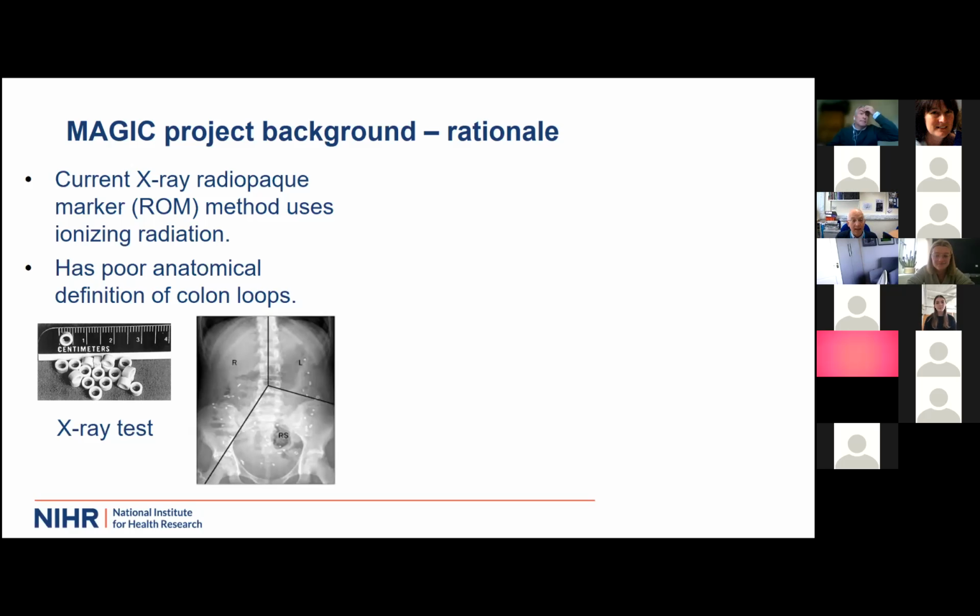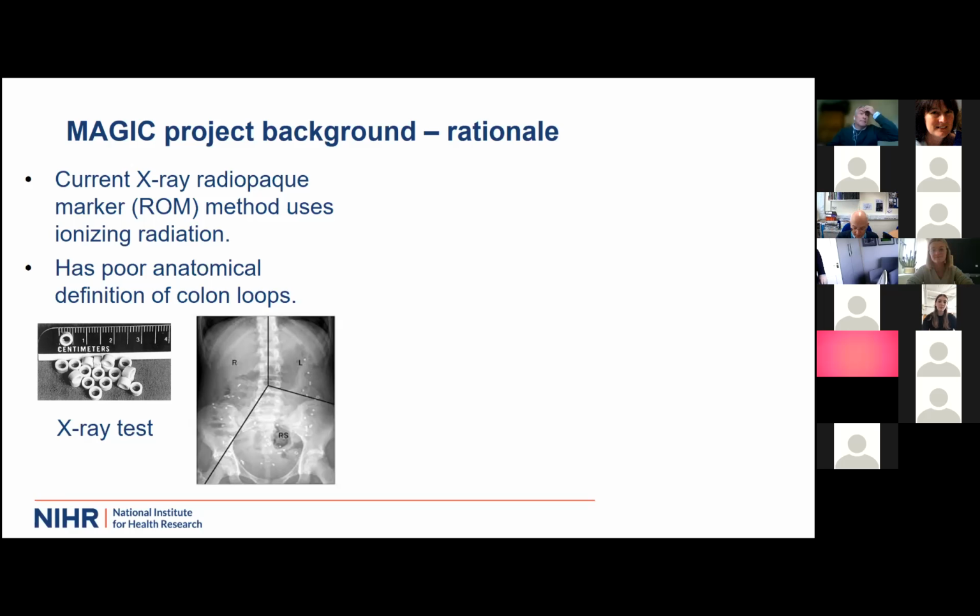And those are the problems with that. The problems are that it gives ionizing radiation, which is not good for children. Children have a longer lifespan, and younger organs are more sensitive to radiation. So any radiation that can be avoided in children is a good thing. And also you can see from the picture that the definition of the anatomy from the old frontal X-ray is not particularly good. So it's difficult to tell where the little pellets could be.